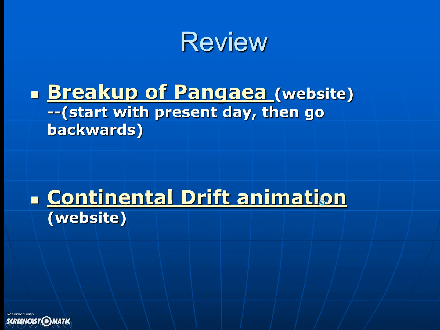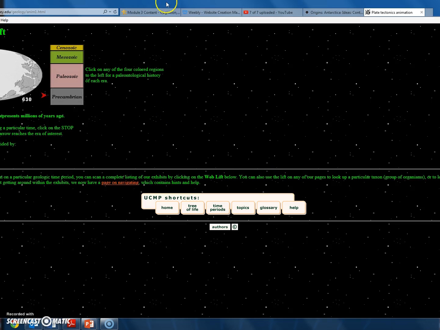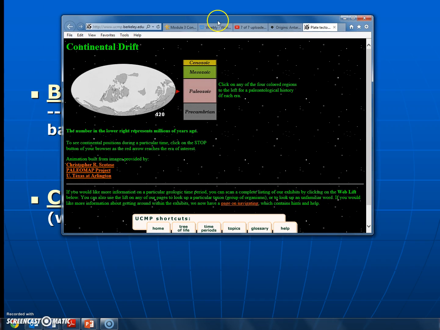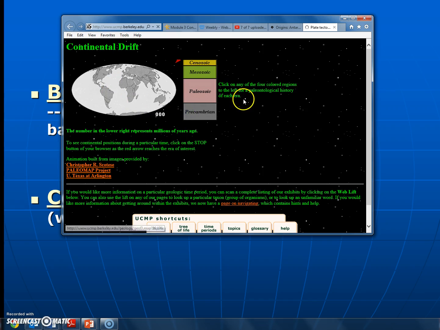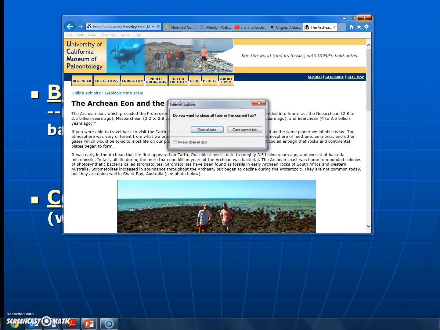All right, and this continental drift, which you can't really see, goes really, really quickly, and it breaks apart to what we have today. So it's really kind of cool looking, which is what we did before.